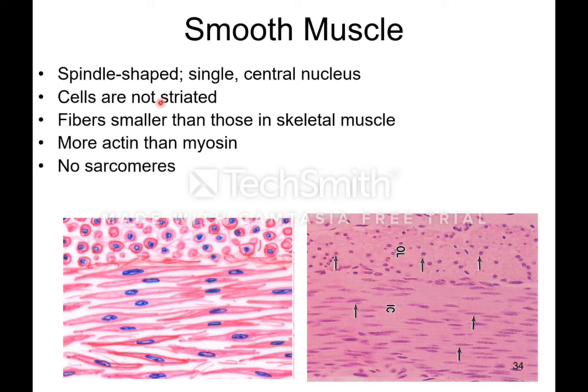The cells are not striated. Why? Because there are no sarcomeres. They include actin and myosin, more actin than myosin. Why? They don't arrange as a sarcomeric structure. They join together in other structures that I will explain in the next slide. The fibers are smaller compared to the skeletal muscle.